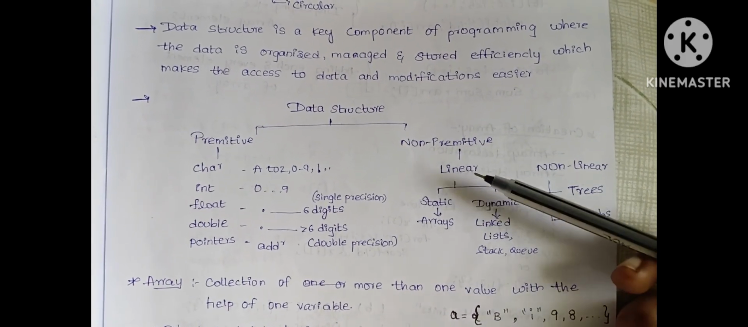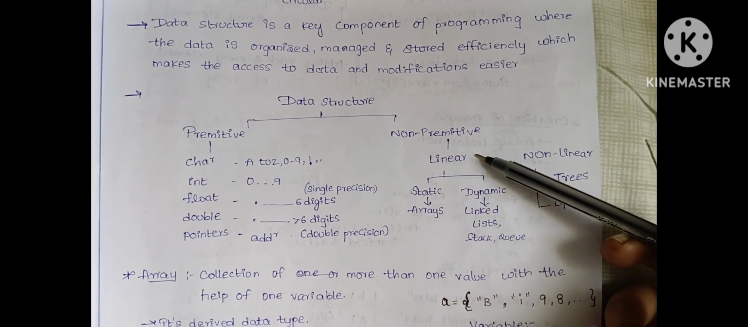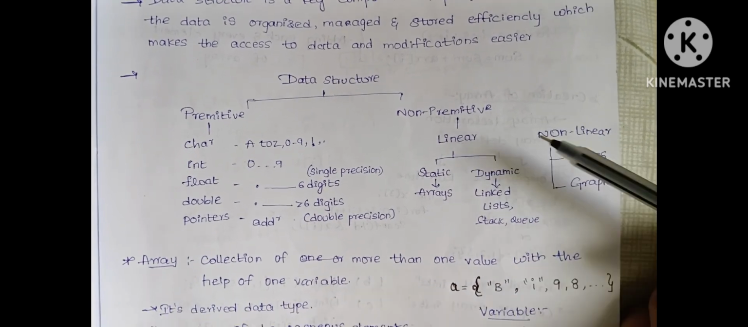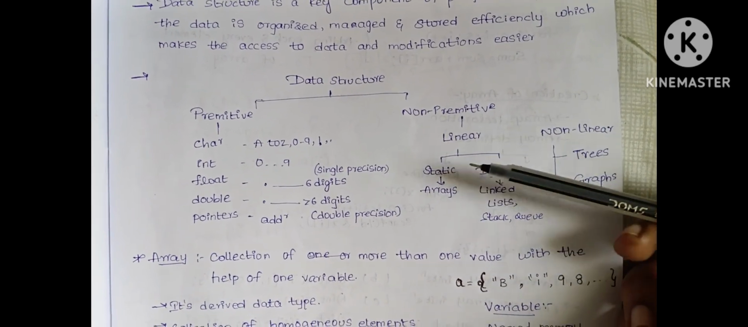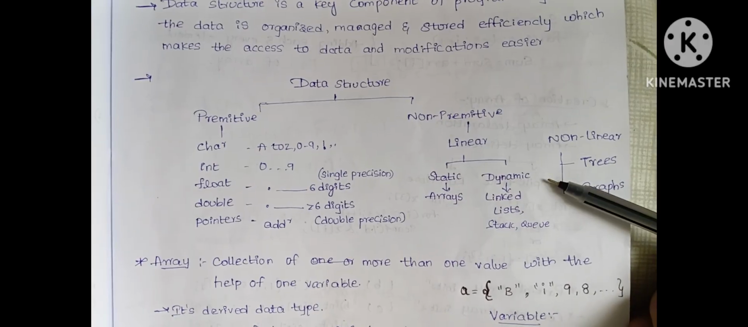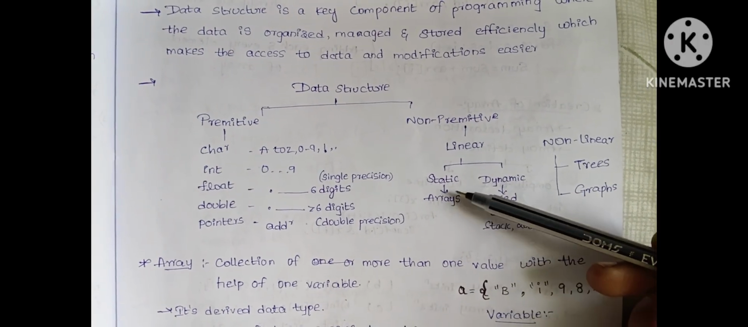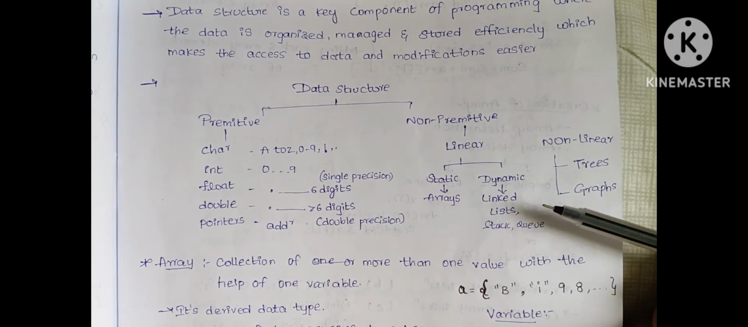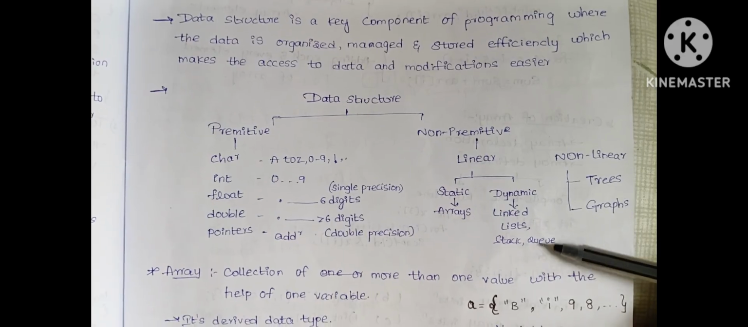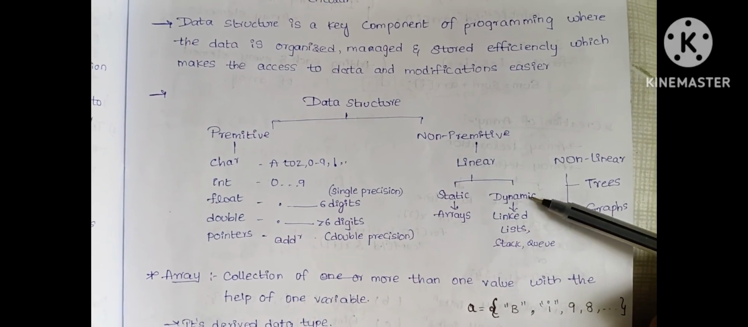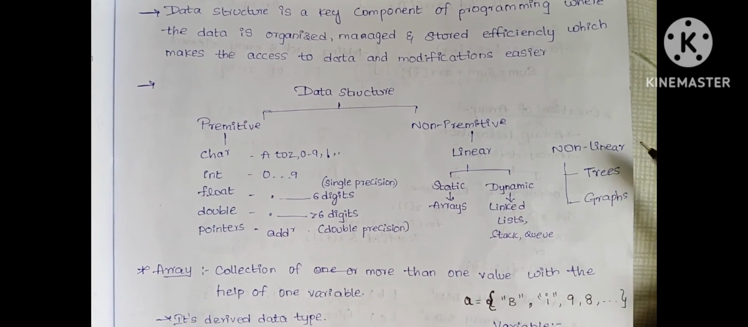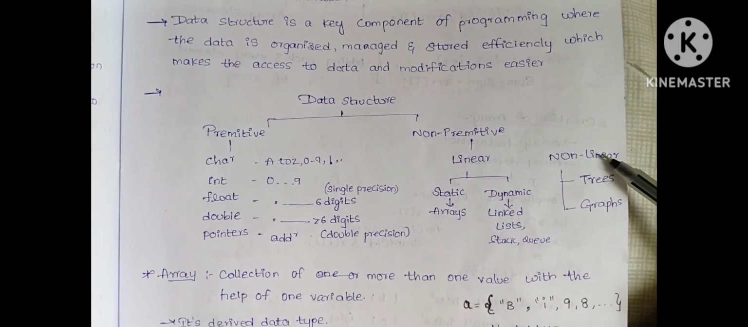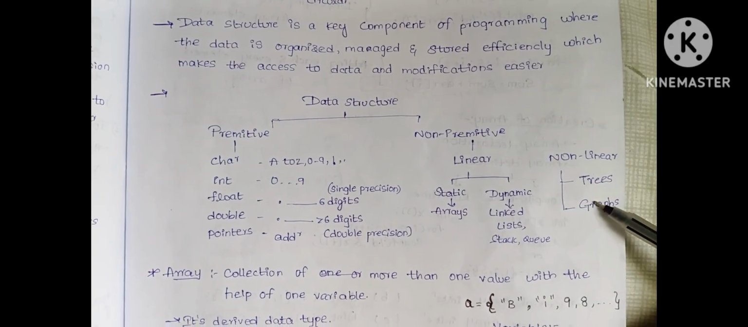Non-primitive is again classified into two types, that is linear and non-linear. So linear is again classified into two types, static and dynamic. So arrays come under static classification, and linked list, stacks, queues, all these come under the dynamic one. And another one is non-linear, right? So it is again classified into trees and graphs.